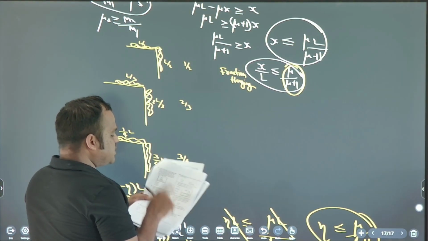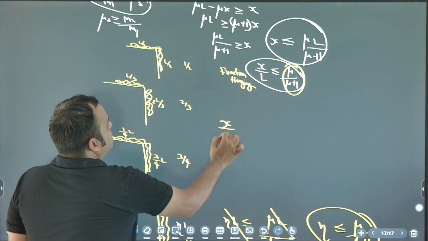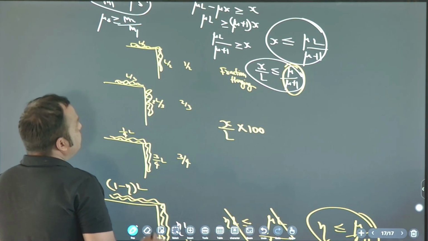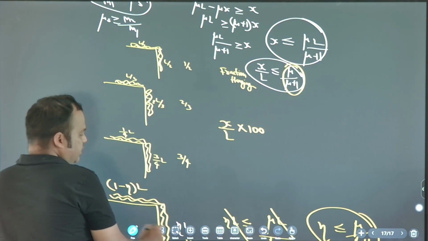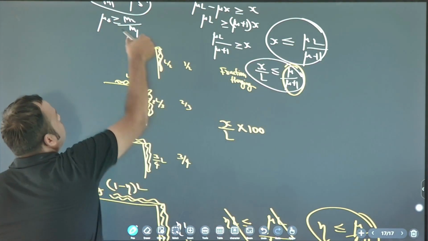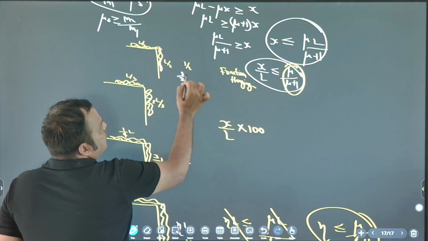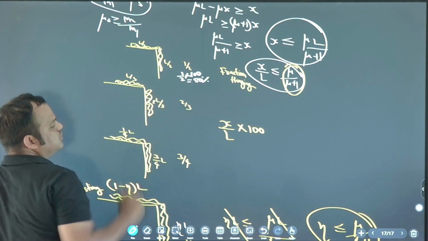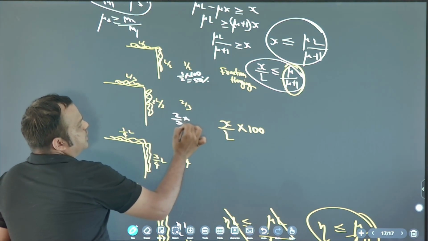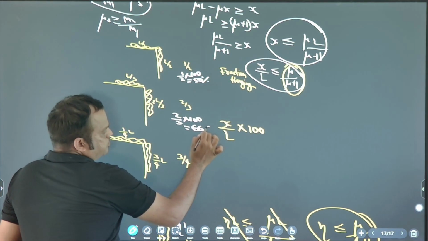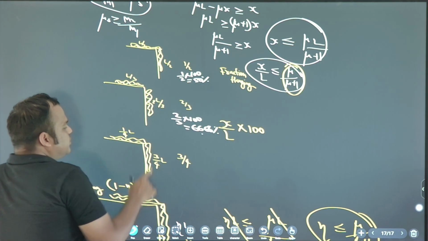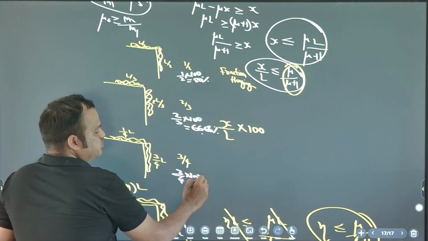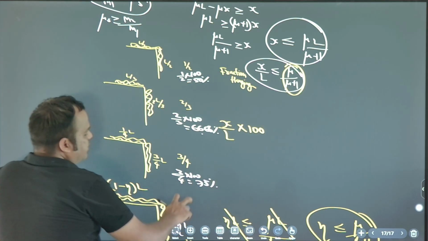Now they are asking in percentage. How to find in percentage? Fraction into 100. Suppose half is hanging. So what is the percentage? If half, what is the percent? 1 by 2 into 100 means 50%. If 2/3 is hanging, so 2 by 3 into 100, so 66.66%. If 3/4 is hanging, 3 by 4 into 100. How much? 75% is hanging.